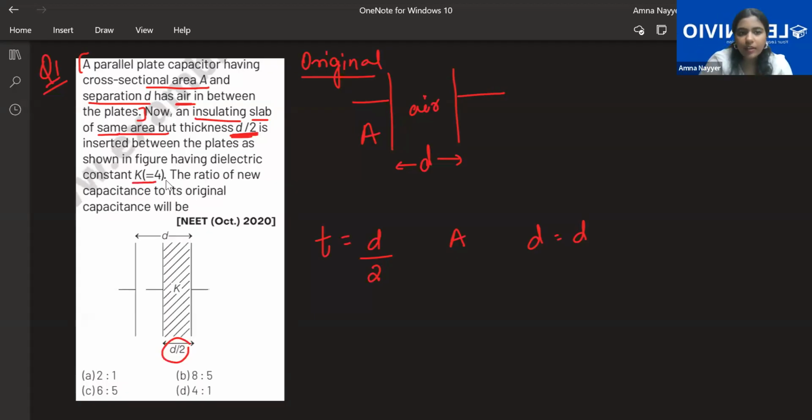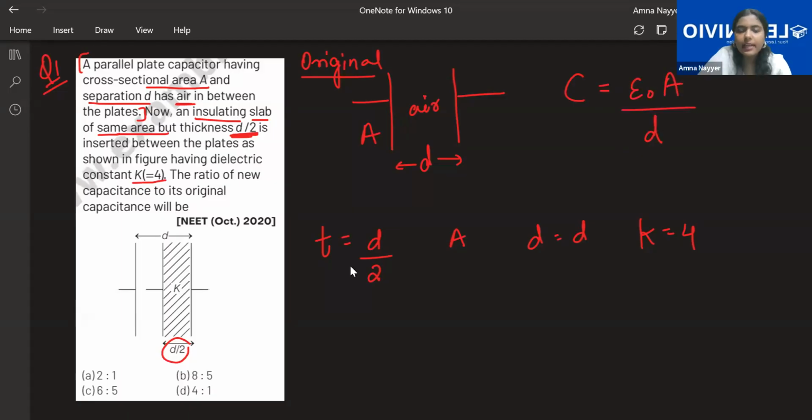So it has given you the value of K also, dielectric constant K, which is 4, inserted between the plates as shown in the figure. A parallel plate capacitor having cross-sectional area A and separation D has air in between the plates. Let me write this as C only. What will be the capacitance for this one? Epsilon naught A by D.